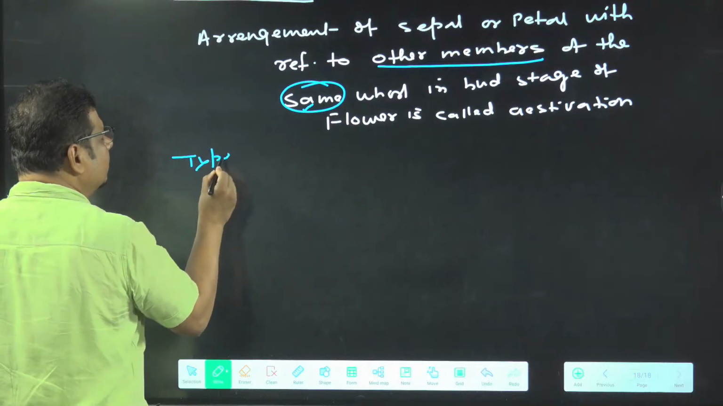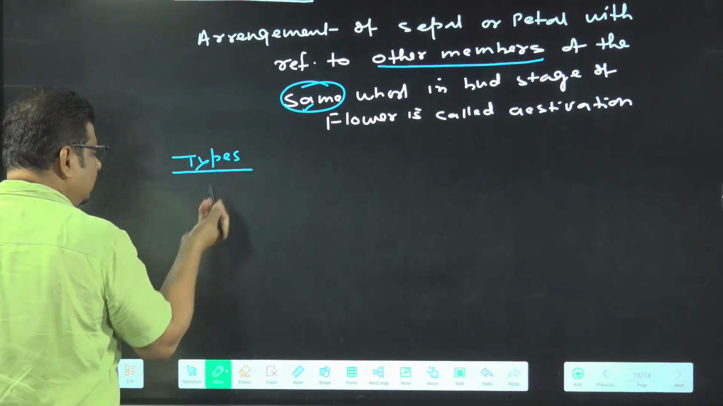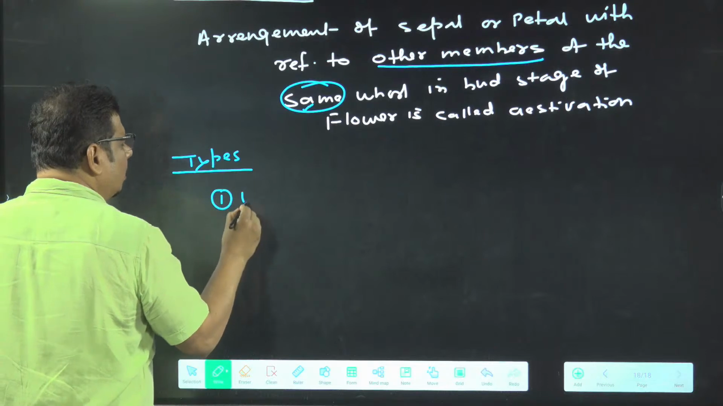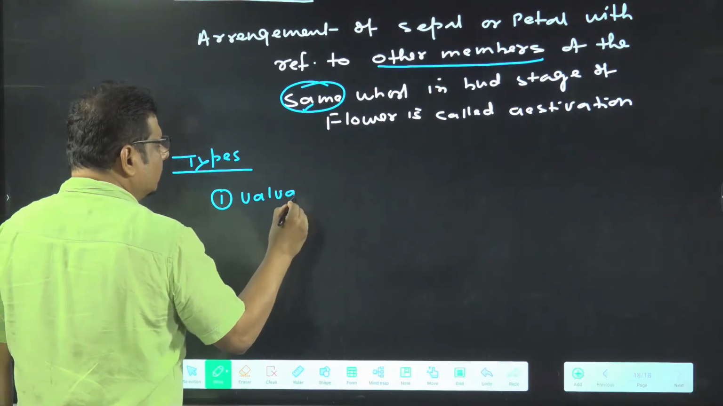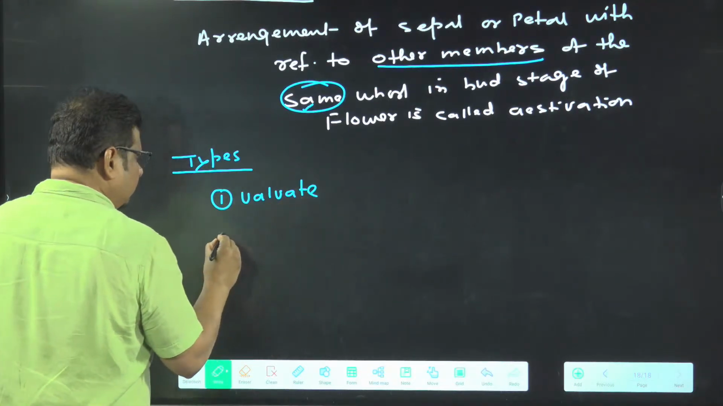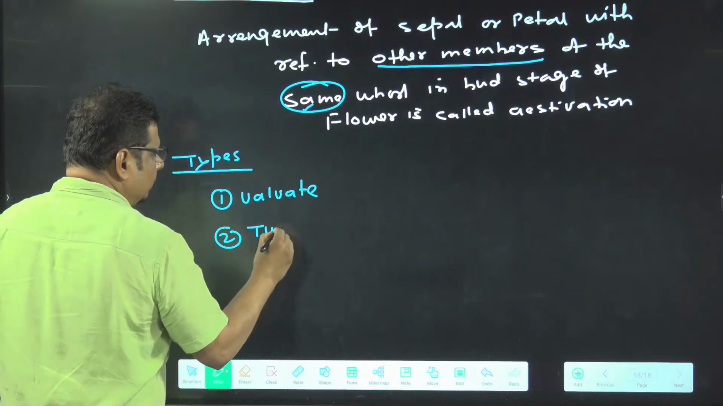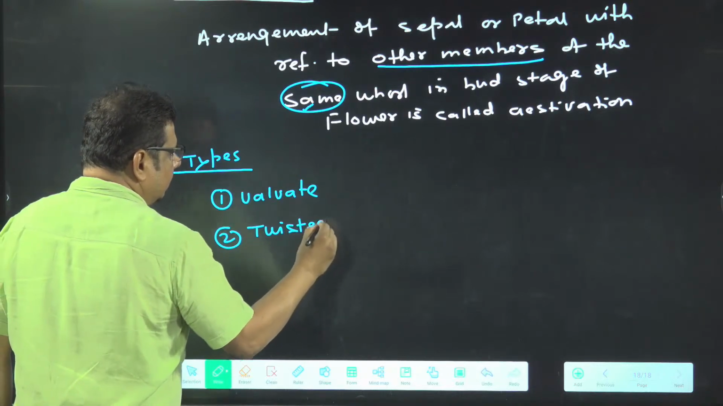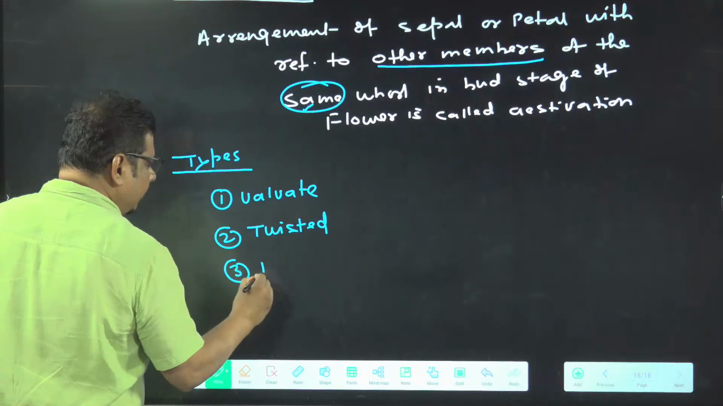So types of estivation we are going to do. Four types of estivation are mentioned in NCERT. So one is mentioned valvate. Other is mentioned which one? Twisted. Another is mentioned imbricate.